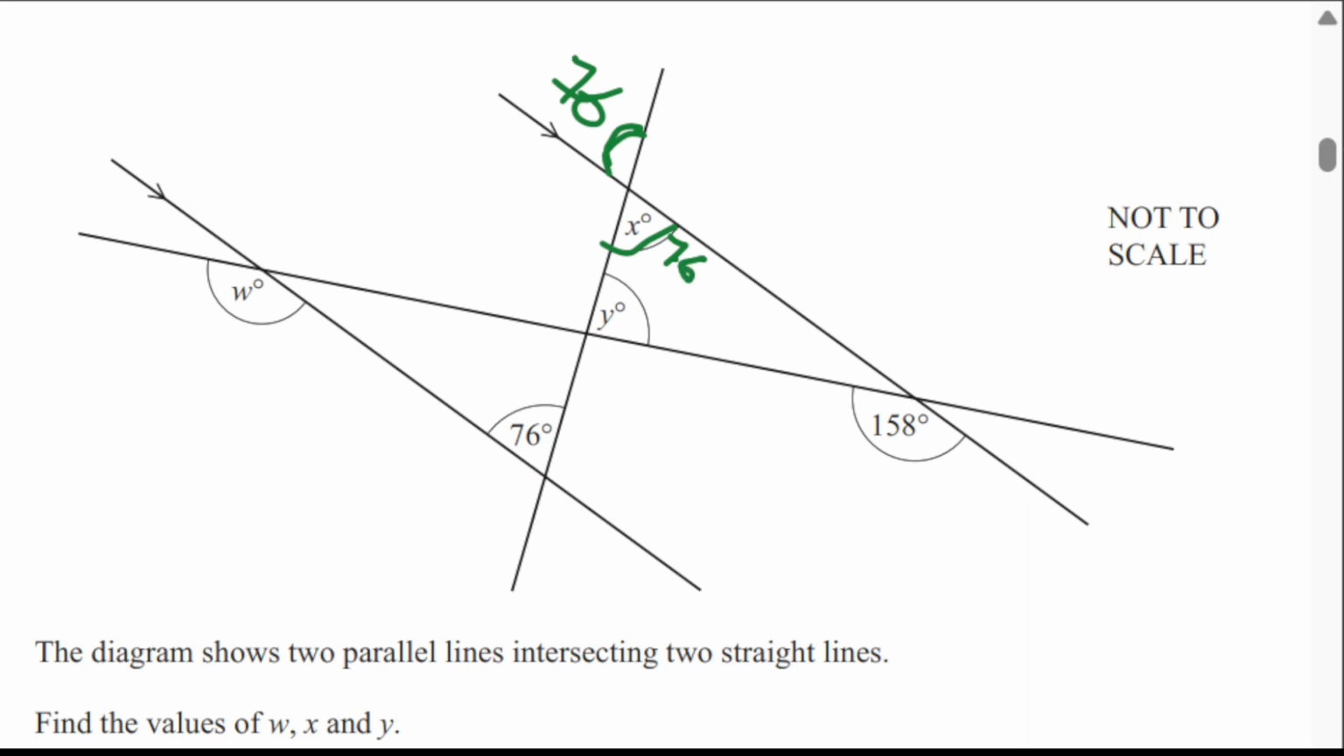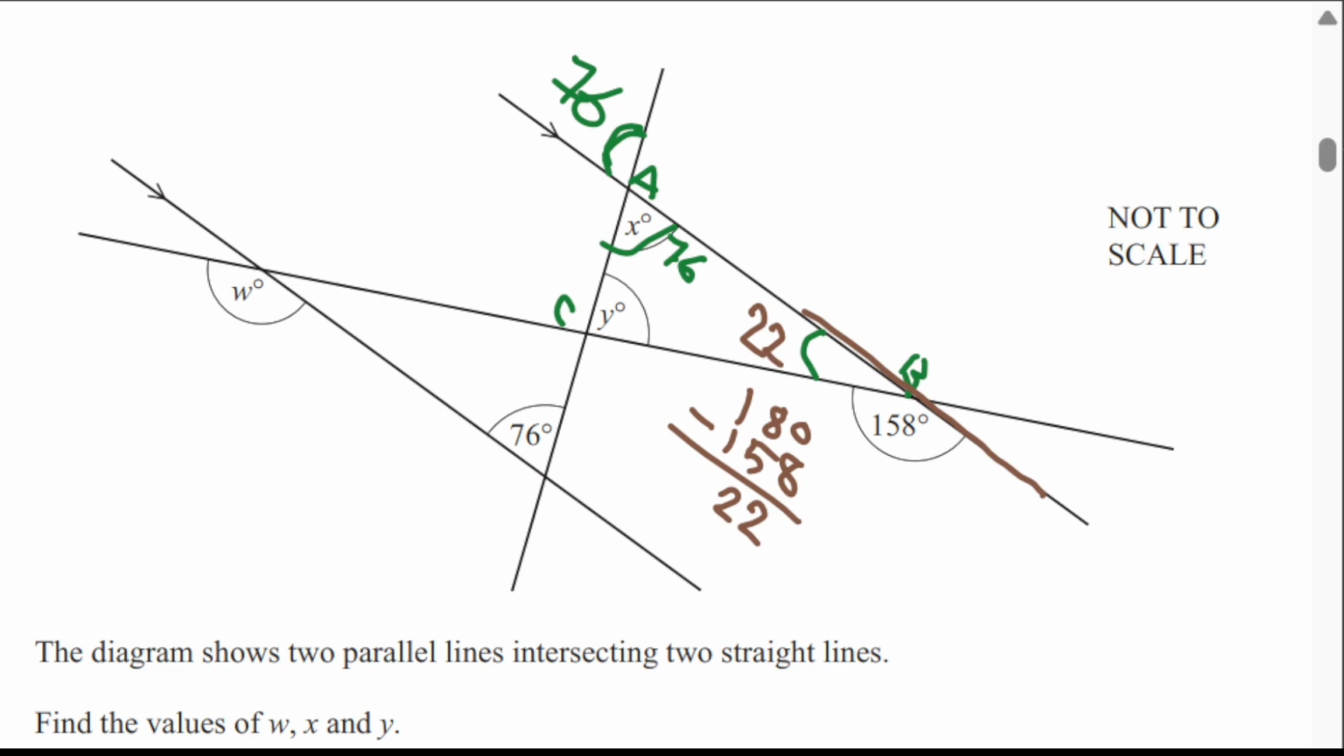Look at this nice triangle here. Let's call it ABC. If you look at the triangle ABC, we can find this angle here, angle B, by looking at this line. This is a straight line. So the angle B is 180 minus 158. This will give you 22. That means this angle here is 22.